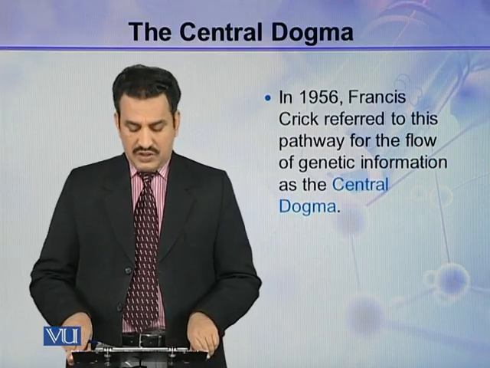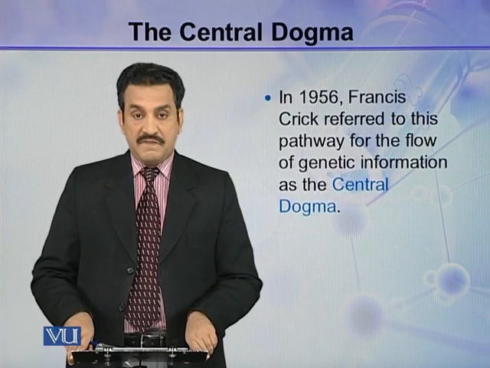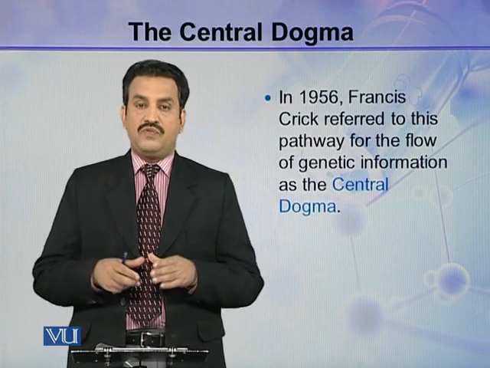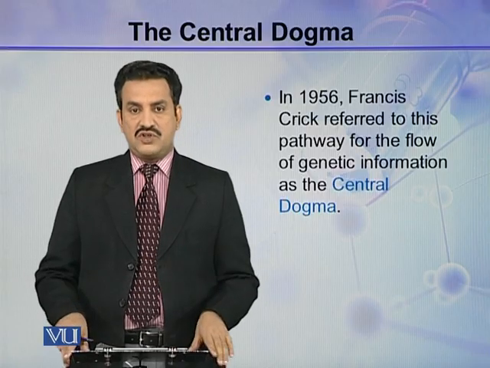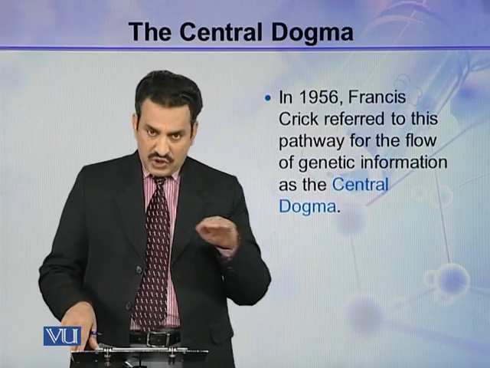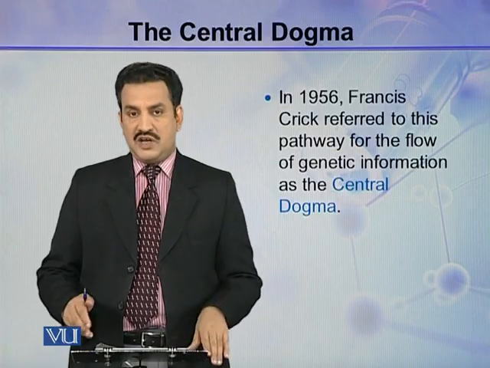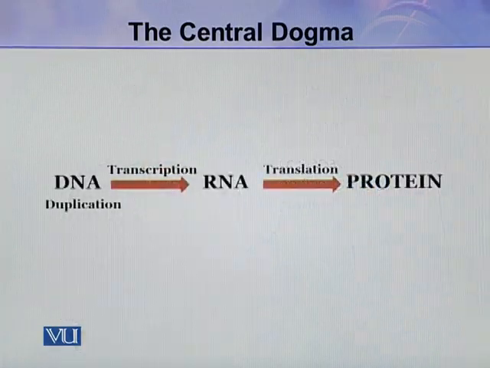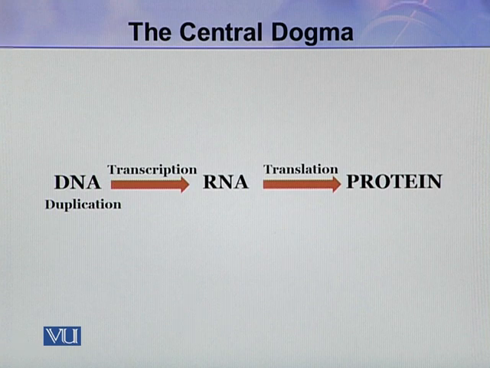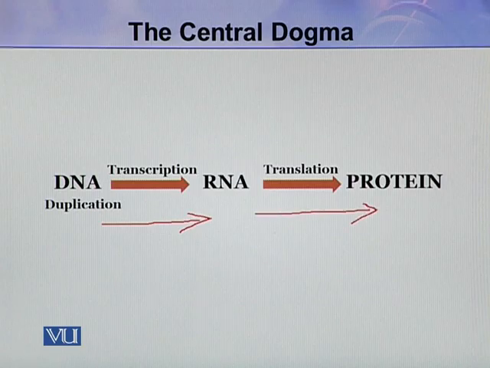In 1956, Francis Crick referred to this pathway for the flow of genetic information as the central dogma. So this flowing pathway of information was called the central dogma. So this is the central dogma. Here you can see this is DNA, and the information flows from DNA to RNA during the process of transcription, and then from RNA to proteins during the process of translation. So this is during the growth of cells.